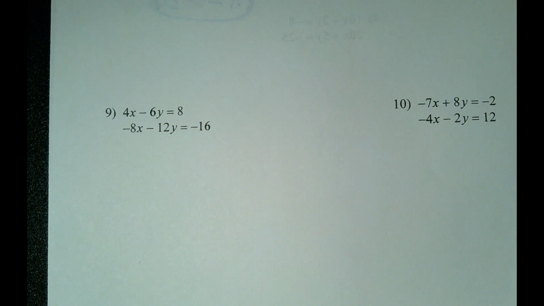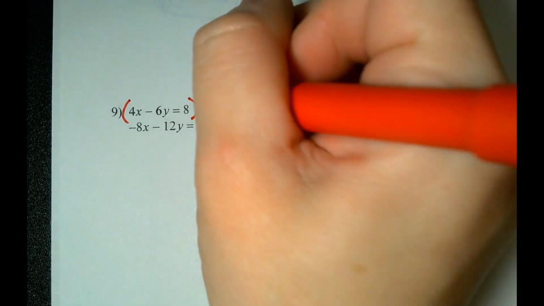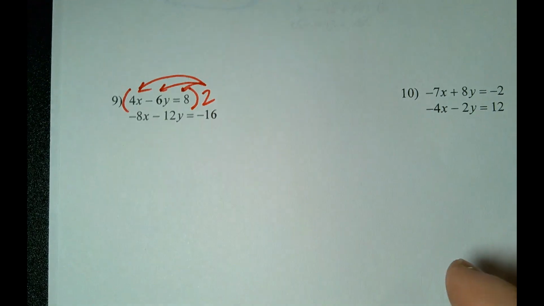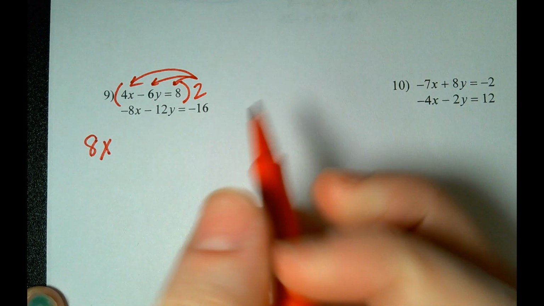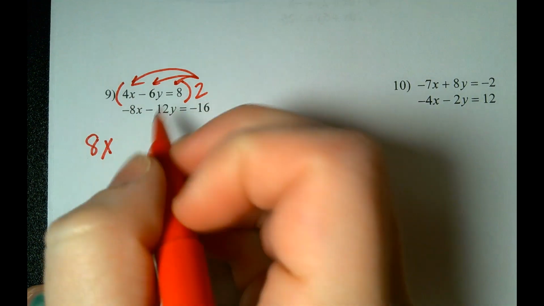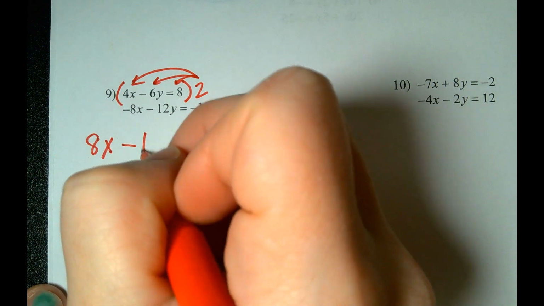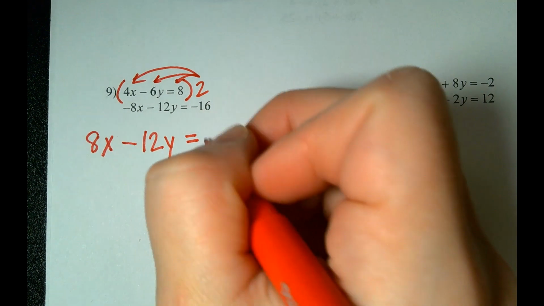I think x looks easier. So for x, are we going to multiply the top or the bottom equation? Top. What should I multiply by? 2. Okay. So when I multiply by 2, that'll turn 4x into 8x. Minus 6y times 2 becomes what? Perfect. Negative 12y equals 8 times 2 is 16.